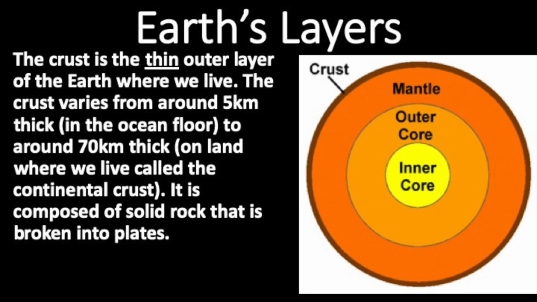So for Earth's layers, the crust is the layer we are standing on. It is the thin outer layer of the Earth where we live. The crust varies from about 5 kilometers thick in the ocean floor to around 70 kilometers thick on land, which we call the continental crust. It's composed of solid rock that is broken into lithospheric plates. Lithos is a Greek root for rock.